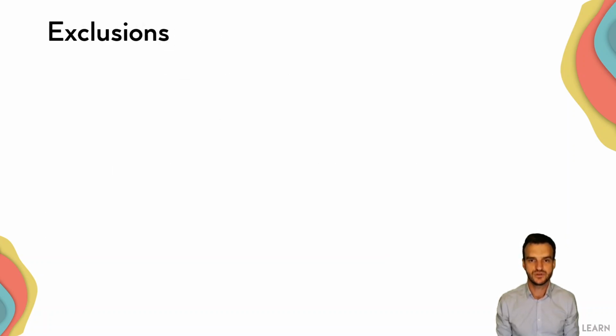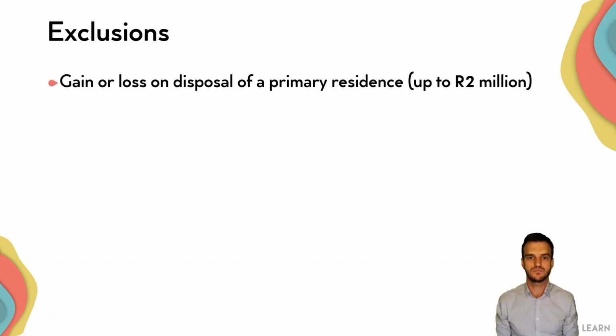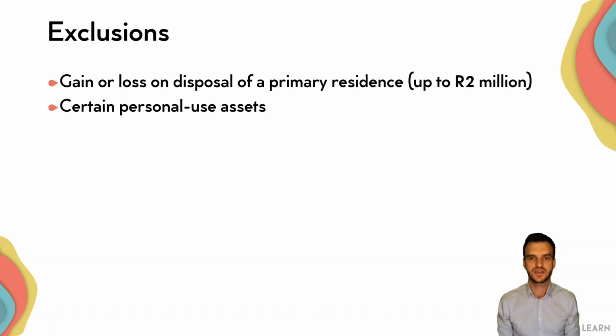Then there are a few exclusions or exceptions. An important one is upon the disposal of a primary residence. So the house that you live in, if you sell that house, the first 2 million Rand in capital gains are tax-free. And then there are certain personal use assets, things like cars, furniture, art. Those are all exempt from capital gains tax, but there are other personal use assets like, for instance, a boat that is longer than 10 meters that will be subject to capital gains tax should you make a capital gain when you sell that asset.